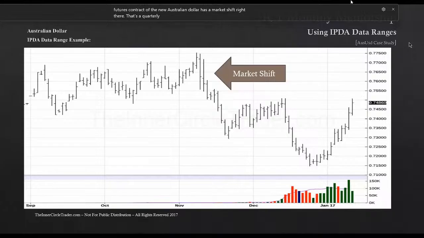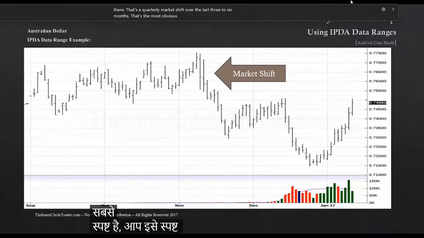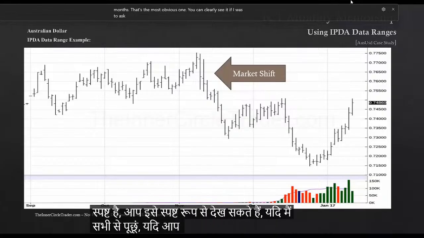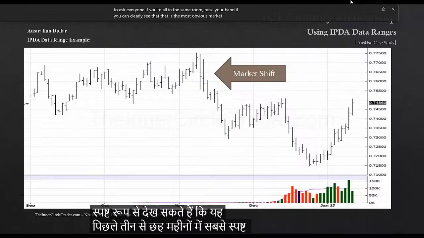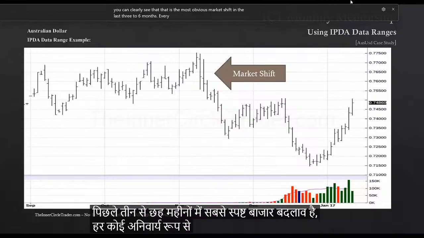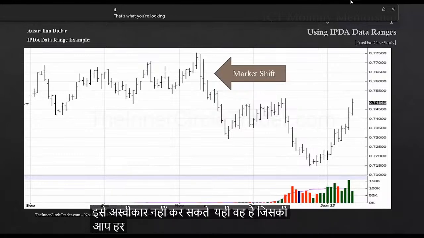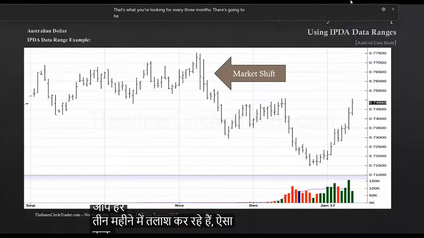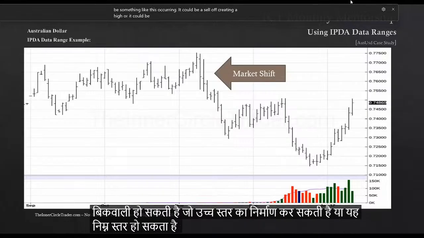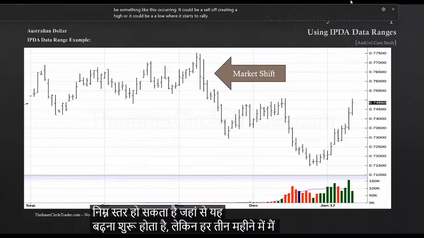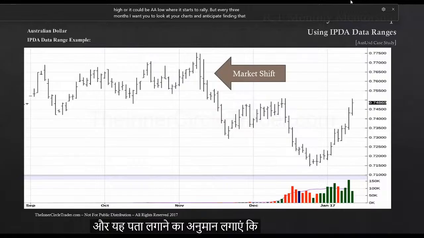That's a quarterly market shift. Over the last 3 to 6 months, that's the most obvious one. You can clearly see it. If I was to ask everyone, if we were all in the same room, raise your hand if you can clearly see that that is the most obvious market shift in the last 3 to 6 months, everybody invariably would raise their hand. If you can see it, you can't deny it. That's what you're looking for. Every 3 months, there's going to be something like this occurring. It could be a sell-off, creating a high, or it could be a low where it starts to rally. But every 3 months, I want you to look at your charts and anticipate finding that in hindsight.